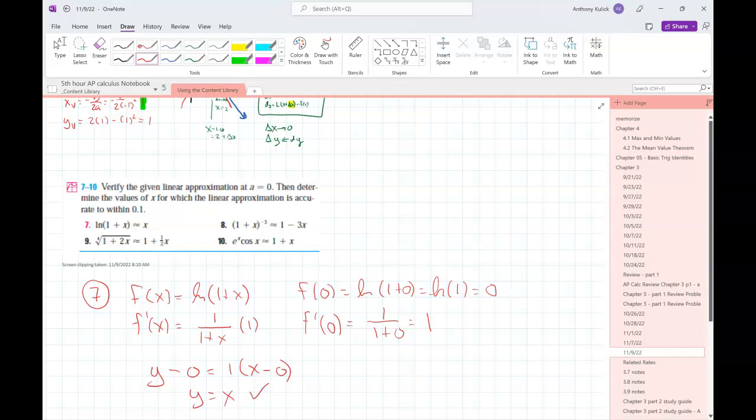So that verifies that the approximation given is correct, right? All I'm doing is building the tangent line and showing that the equation for the tangent line at 0 is x. Okay, great. You do the same thing for 8, 9, 10, whatever. The approximation is just the tangent line at 0. That's all you're doing to check those. It's telling you the answer, just saying check it.